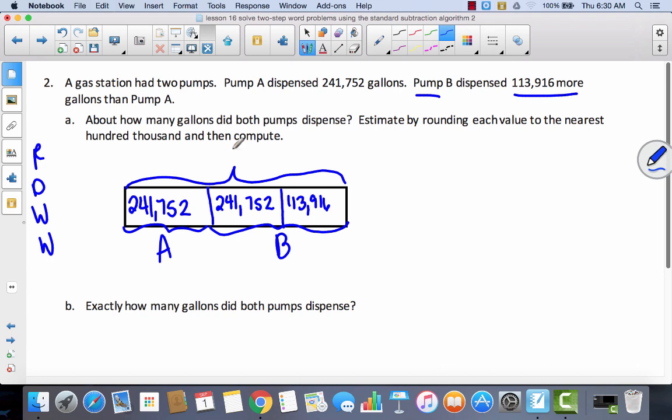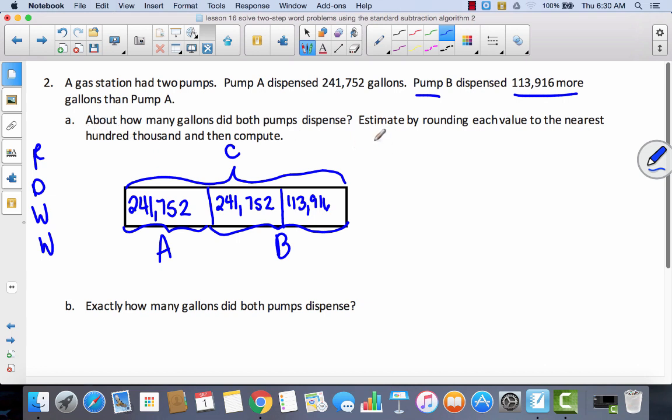And I'm going to call the total C since I've already got a pump A and a pump B. I could have called it P for pump. I could have called it anything. So now, let's take a look at what we have here. How do you think we're going to solve for C? We know all the parts. We just don't know the total. So what are we going to do to all the parts? We're going to add them together, right? Now this says about how many gallons.